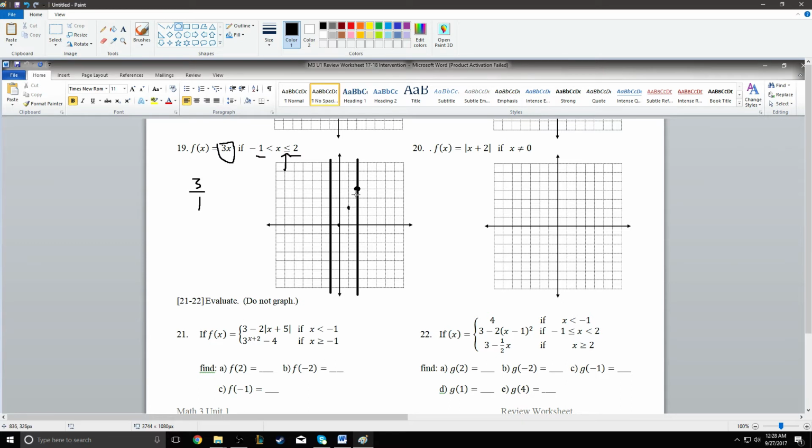Okay. And if you were to go in the other direction, down 3, left 1, you hit this, and this symbol has no line underneath the inequality, so this one would be an open circle.